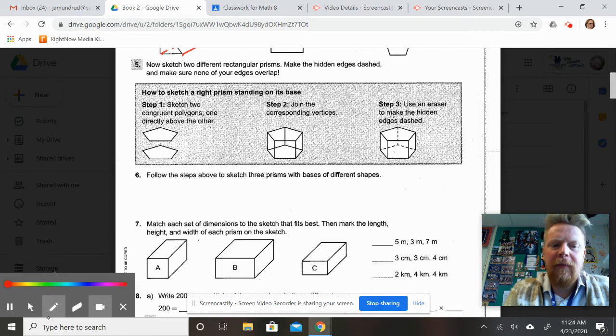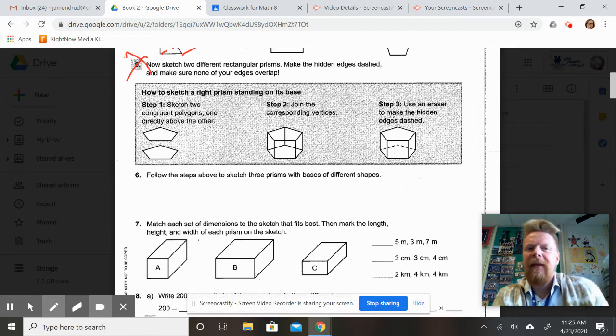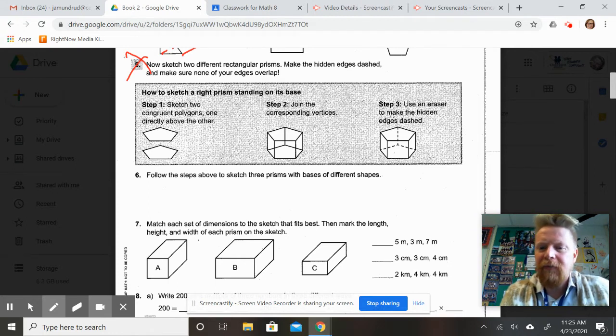We're going to go ahead and skip question 5. You don't have to do question 5. It's just extra practice. Basically, you draw 2 faces that are congruent and then you join them together.